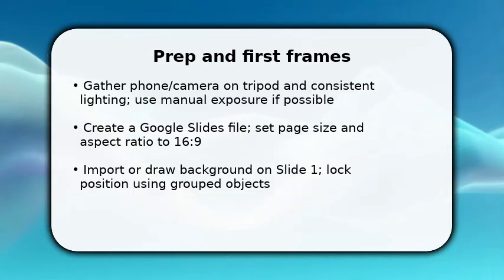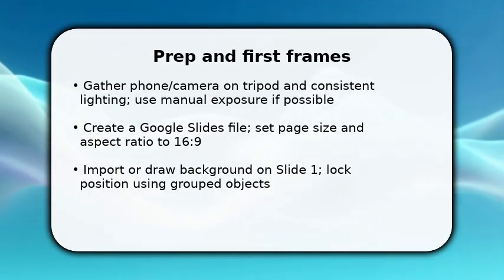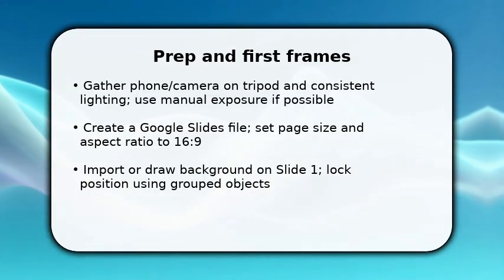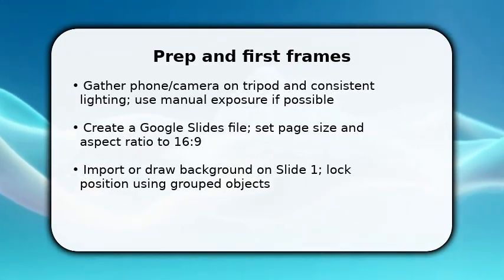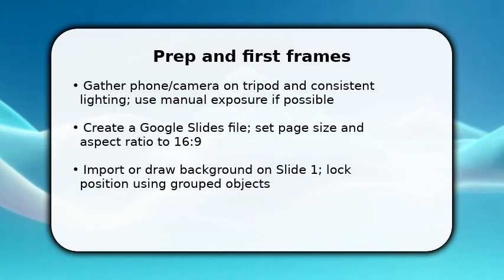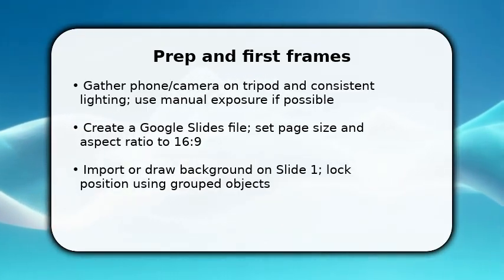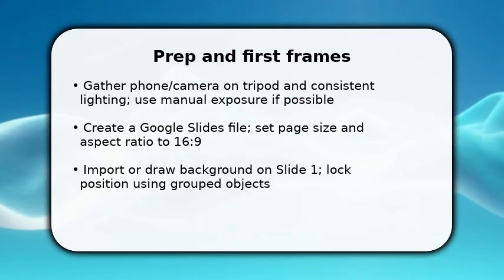You start by setting up a steady camera and consistent light. Even small shifts ruin the illusion. Once done, open Google Slides, set the page to 16:9, and create your background on slide 1. Make sure objects you won't move are grouped and positioned exactly where you want them. That prevents accidental shifts later.